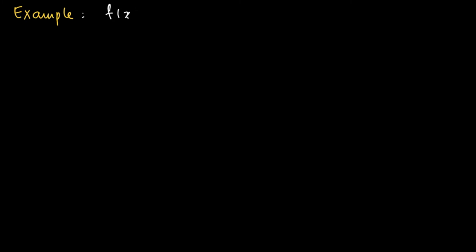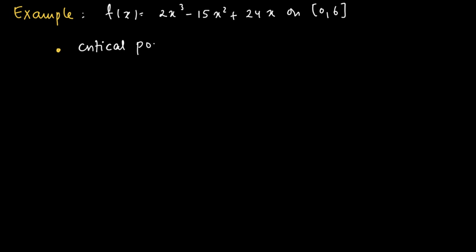I will illustrate the closed interval approach by discussing the following function, which we try to optimize on the interval [0, 6]. So we have a cubic function, 2x^3 - 15x^2 + 24x, and I is now the closed interval [0, 6]. So we know that f attains an absolute maximum and an absolute minimum value.